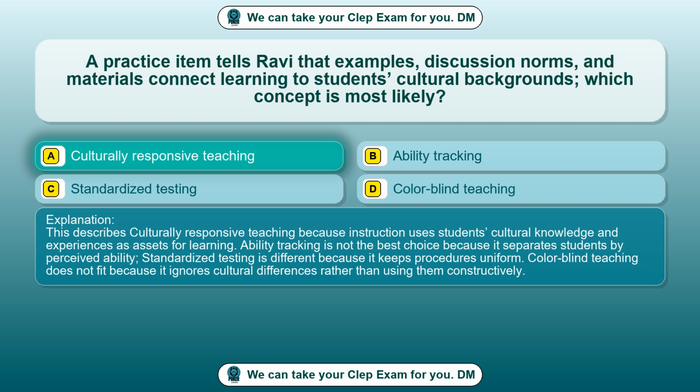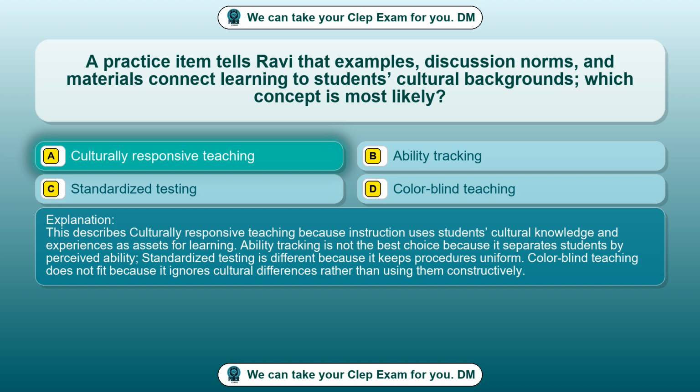This describes culturally responsive teaching because instruction uses students' cultural knowledge and experiences as assets for learning. Ability tracking is not the best choice because it separates students by perceived ability. Standardized testing is different because it keeps procedures uniform. Colorblind teaching does not fit because it ignores cultural differences rather than using them constructively.